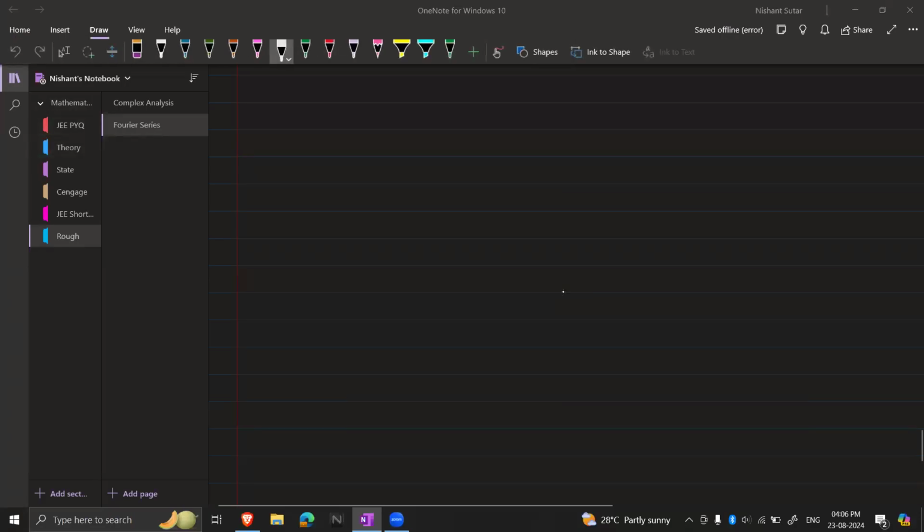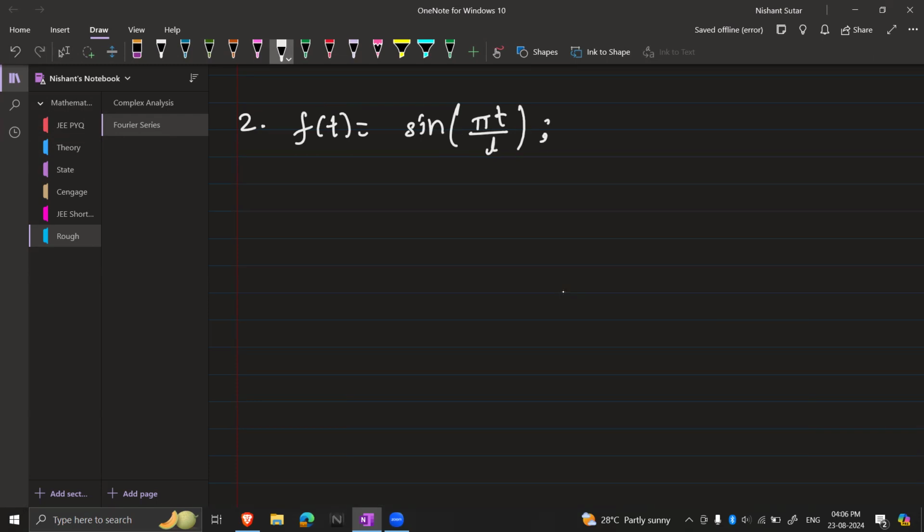Now we will discuss the second problem. Suppose our f of t is given by sine of pi t by L in the range 0 to L. We want to find the cosine series.